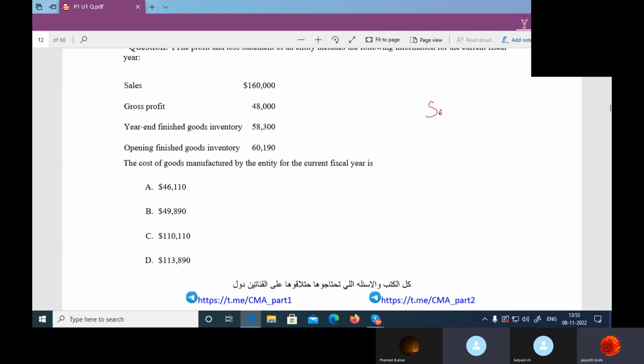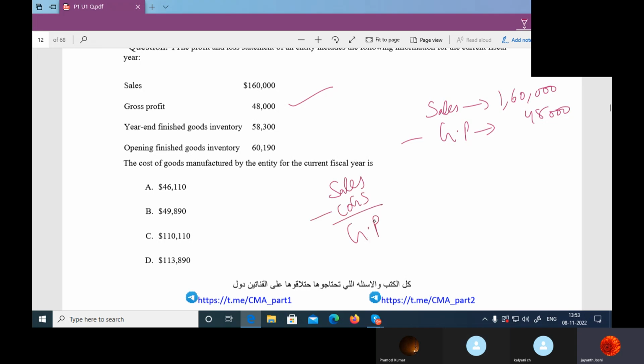So sales is 1,60,000, correct? And they have given you the gross profit as well. Sales less gross profit is how much? 1,48,000. Yeah, so 48,000. So sales less COGS is what? Gross profit. Am I right?